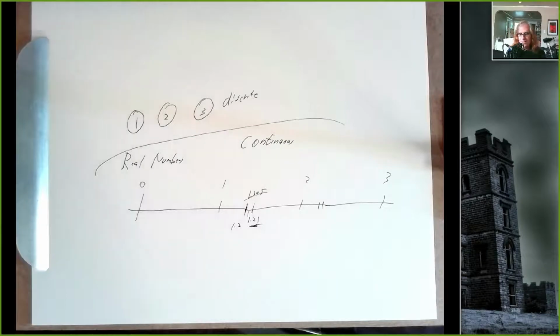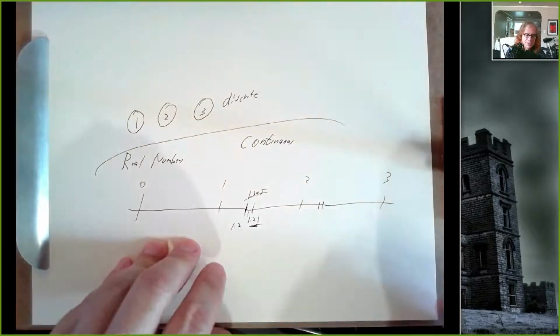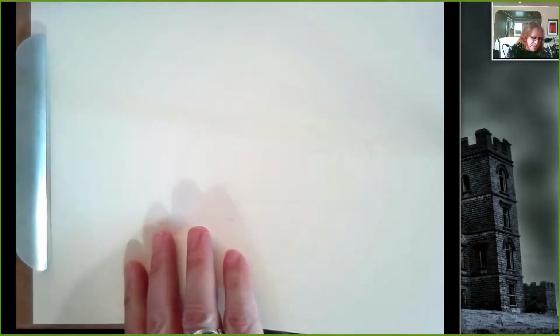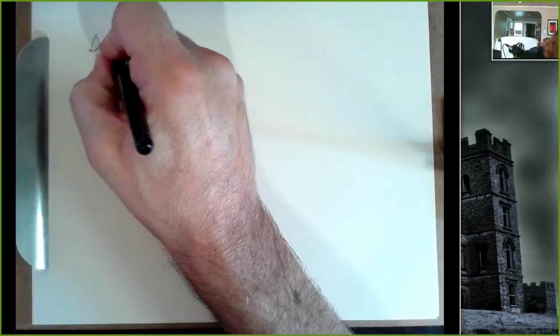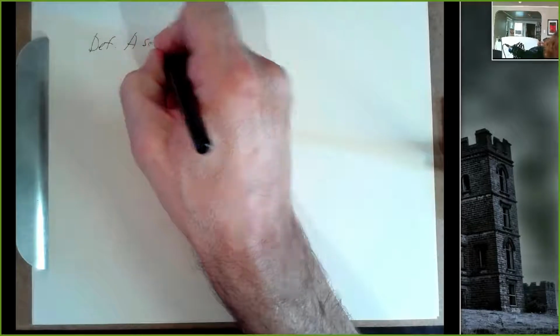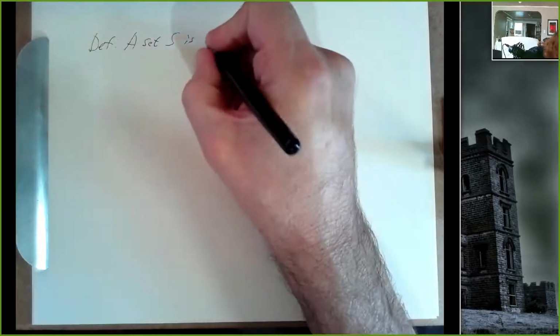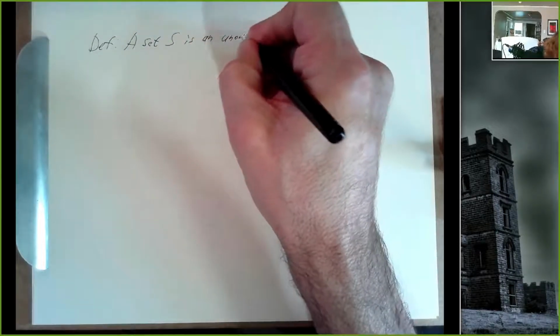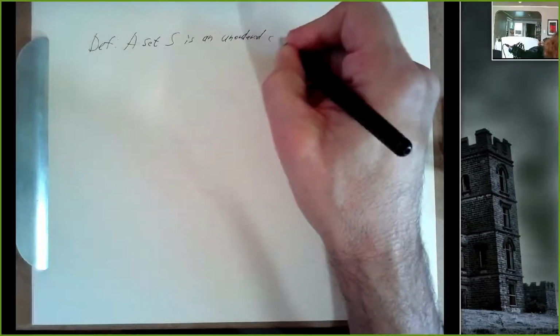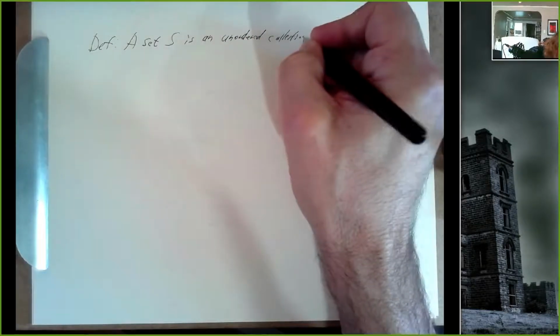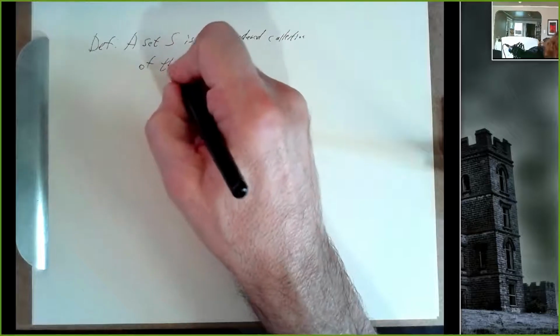Sets are a classic example of a discrete structure. So what do we mean by a set? Let me give you a working definition. A set S is an unordered collection of things.